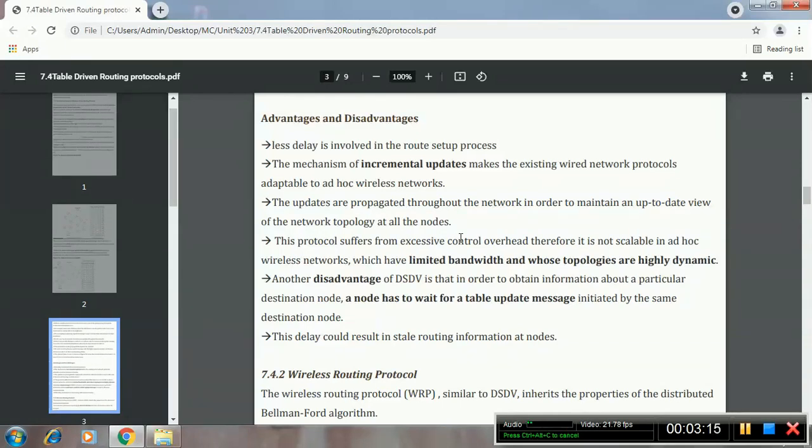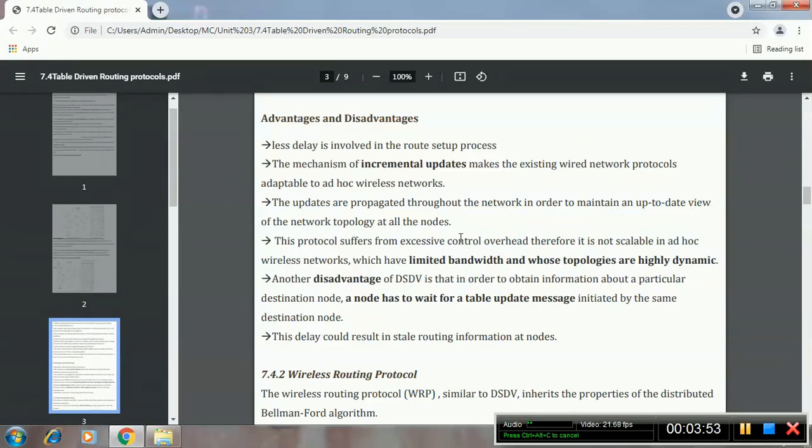Another disadvantage of DSDV is that in order to obtain information about a particular destination node, a node has to wait for a table update message initiated by the same destination node. This is one of the drawbacks. If a node wants information about a destination node, the node that it wants to move to, until the table is updated, it cannot get any information.